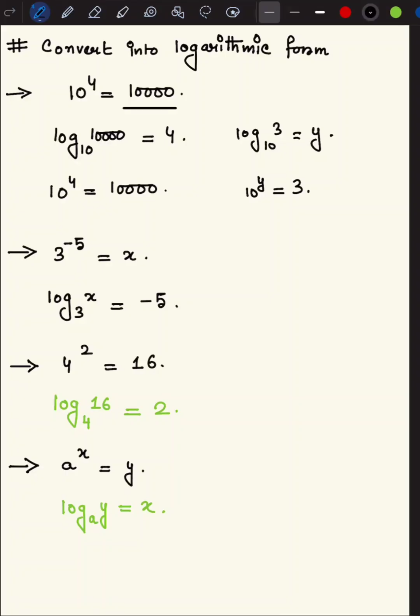Similarly, if we are given 3 to the power minus 5 equals x, then we will write log x. First of all, x will come here, then the base 3, will be equal to minus 5.